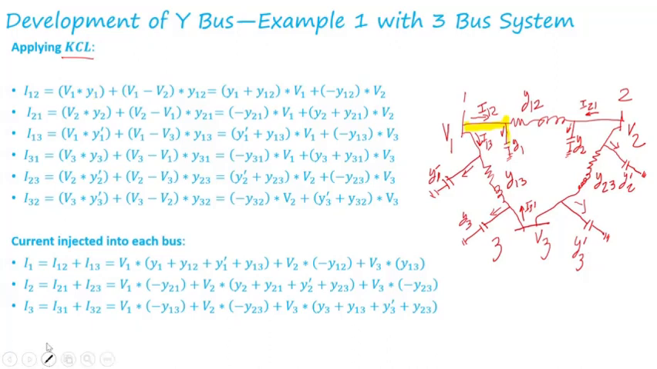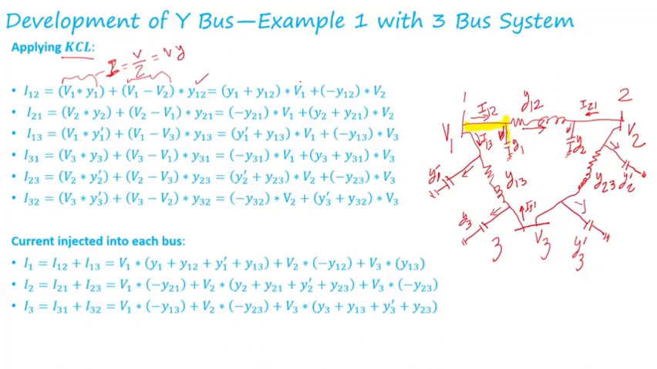Y1. Remember Ohm's law: current is V over Z if I use impedance, or V times Y if I use admittance. So the current flowing through Y1 is V1 times Y1. The current flowing through Y1,2 is the voltage V1 minus V2, times Y1,2. That's what I did here.